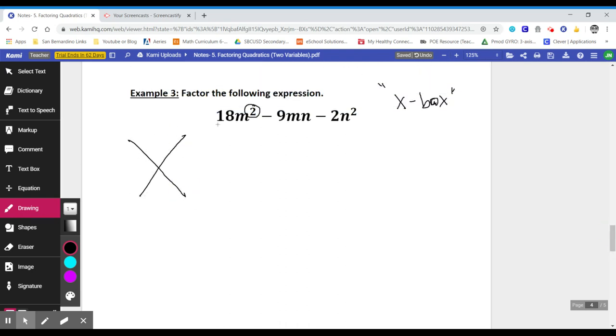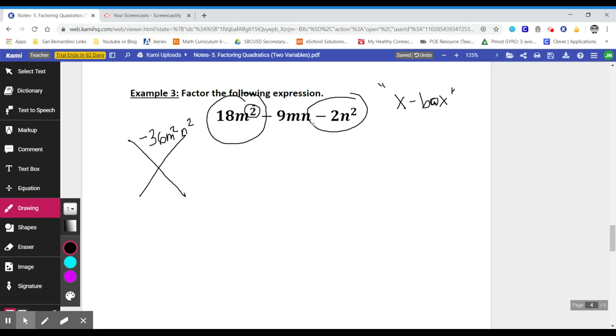I need to multiply A and C and put it on top. Again, that would be the first term multiplied by the last term. Don't forget the signs. In this case, 18 times 2 would give you a total of 36. And we have a negative 2, so I'm going to put a negative 36 on top. Now, don't forget that we're going to include the variables this time. So I'm going to write 36 m squared n squared.